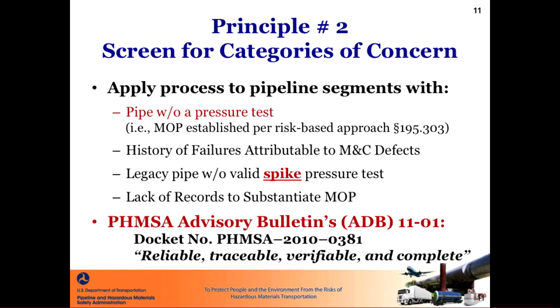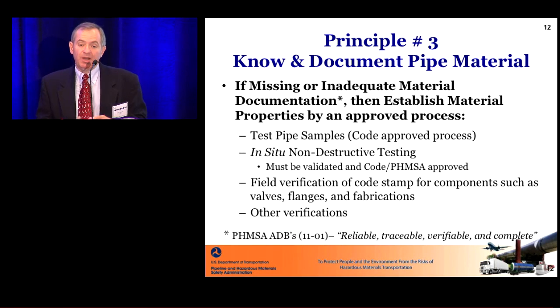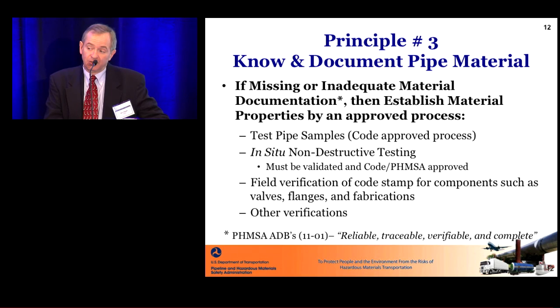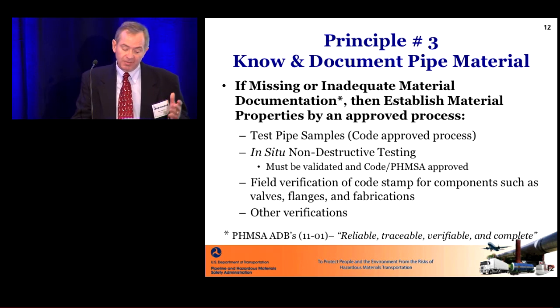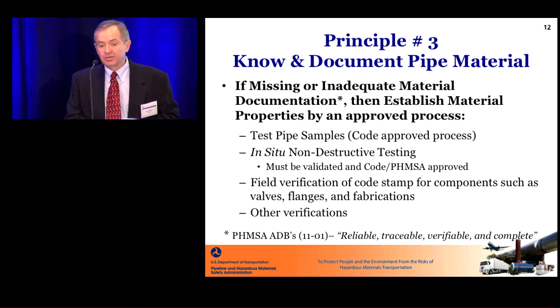Principle number 3, know and document the pipe material. If you've got missing or inadequate material, how do you establish the properties of that material? Are you going to test the pipe samples like the code says, which I think if you go look, is a pretty tough standard? Or do you do some type of in situ non-destructive testing? If you do that, it must be validated in code or PHMSA approved.